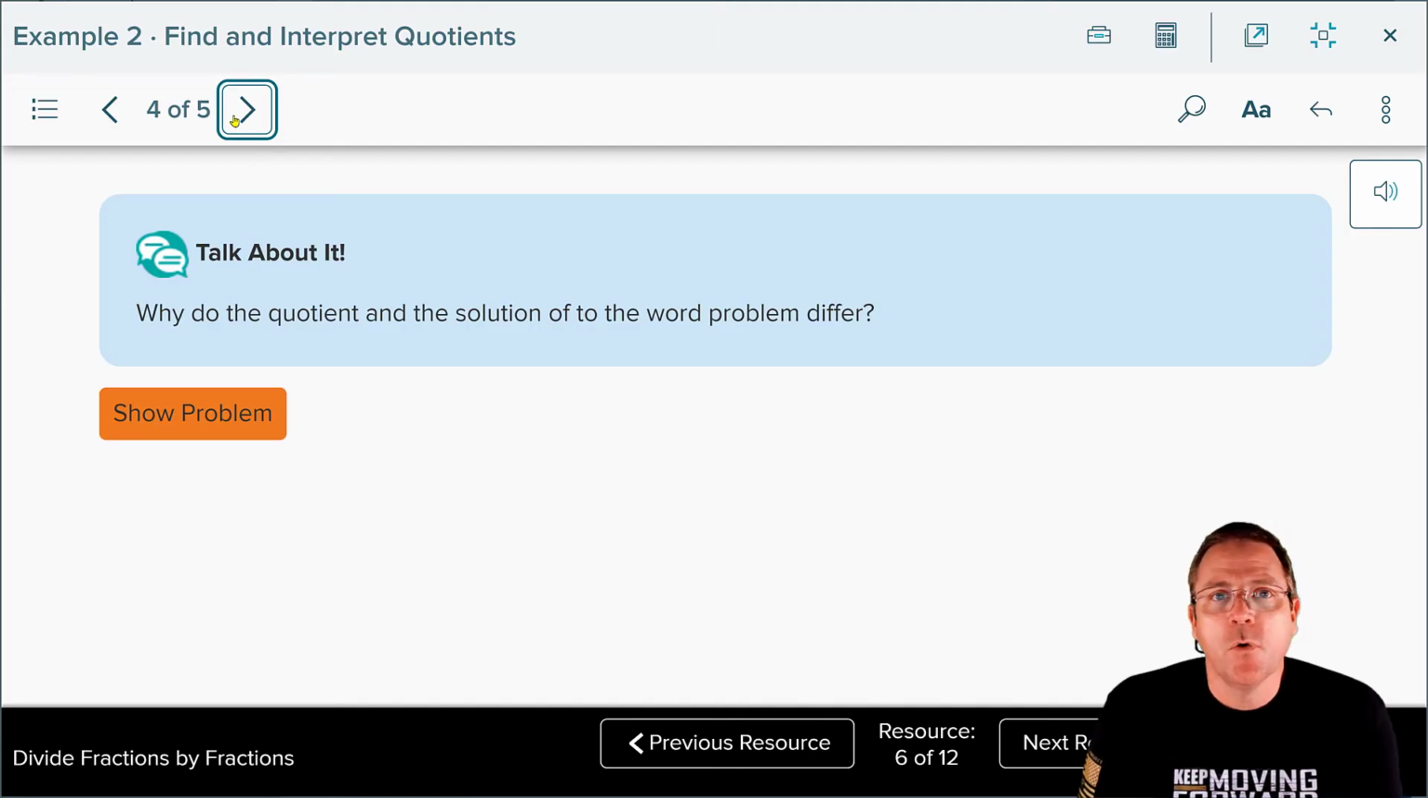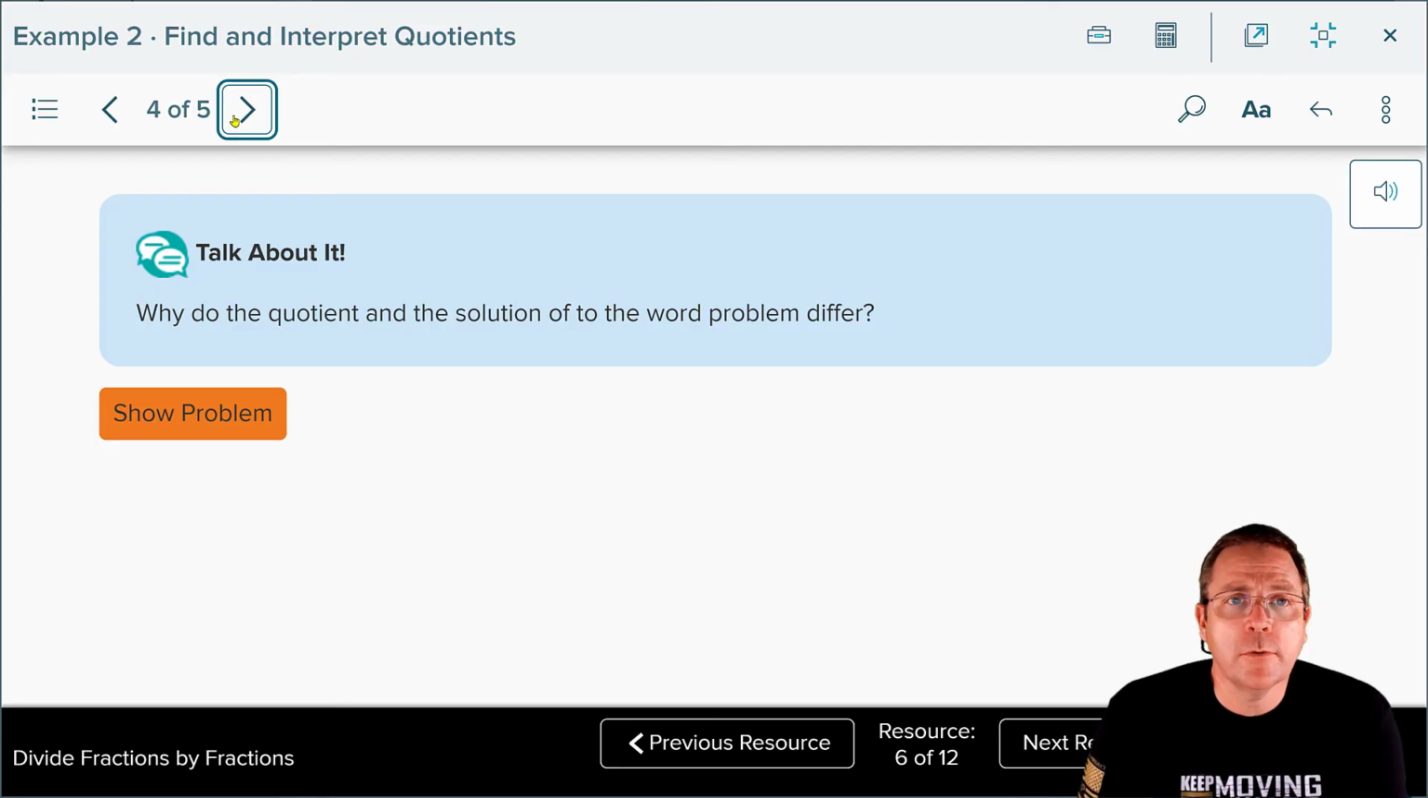Question: why does the quotient and the solution to the word problem differ? The quotient was 3 and 1/3, but you couldn't use that other 1/3 cup of flour. So that meant that the solution had to just be the 3, and that 1/3 of flour, we're going to save that for when Mama goes to the store and buys more flour so we can make more cookies.